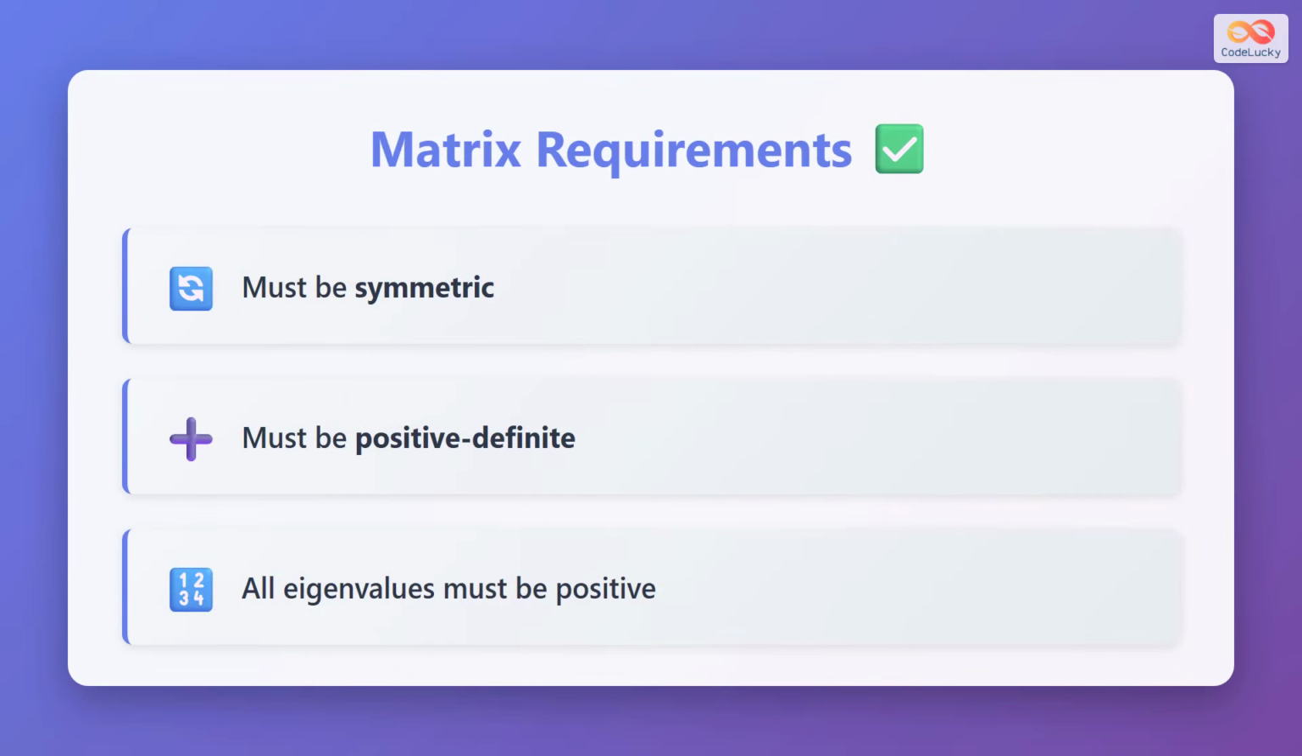For Cholesky decomposition to work, your matrix must meet three critical requirements. First, the matrix must be symmetric, meaning it's equal to its own transpose. Second, it must be positive definite, which means all its eigenvalues are positive. Third, as a consequence of being positive definite, all eigenvalues must be positive numbers. These requirements ensure that the decomposition exists and is numerically stable.